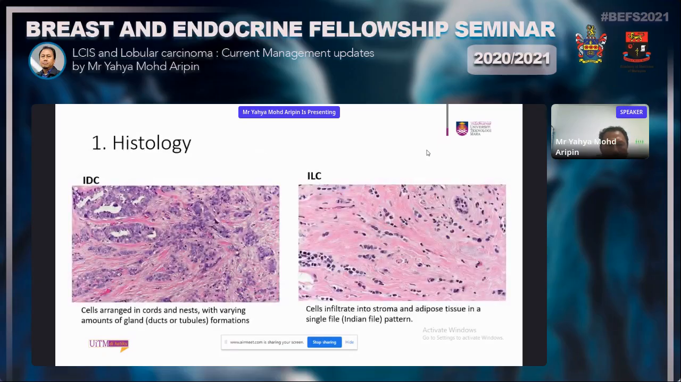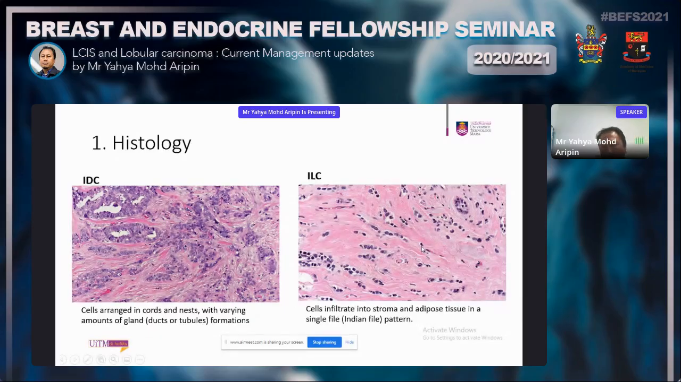Okay, this is the difference between IDC and ILC. IDC on the left side, you can see that the cells proliferate and the cells stick to each other. They form cords and nests. And imagine if this involves a larger area, this lesion can be palpable, and also can be seen in the mammogram. You can see the architectural distortion, all that.